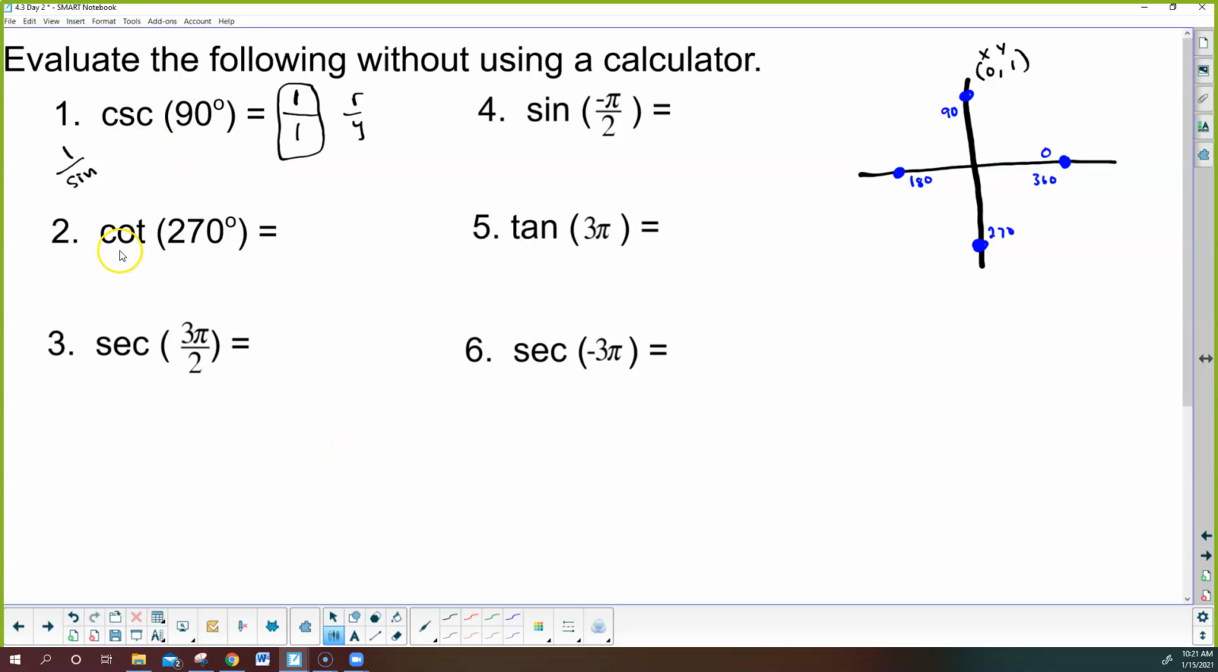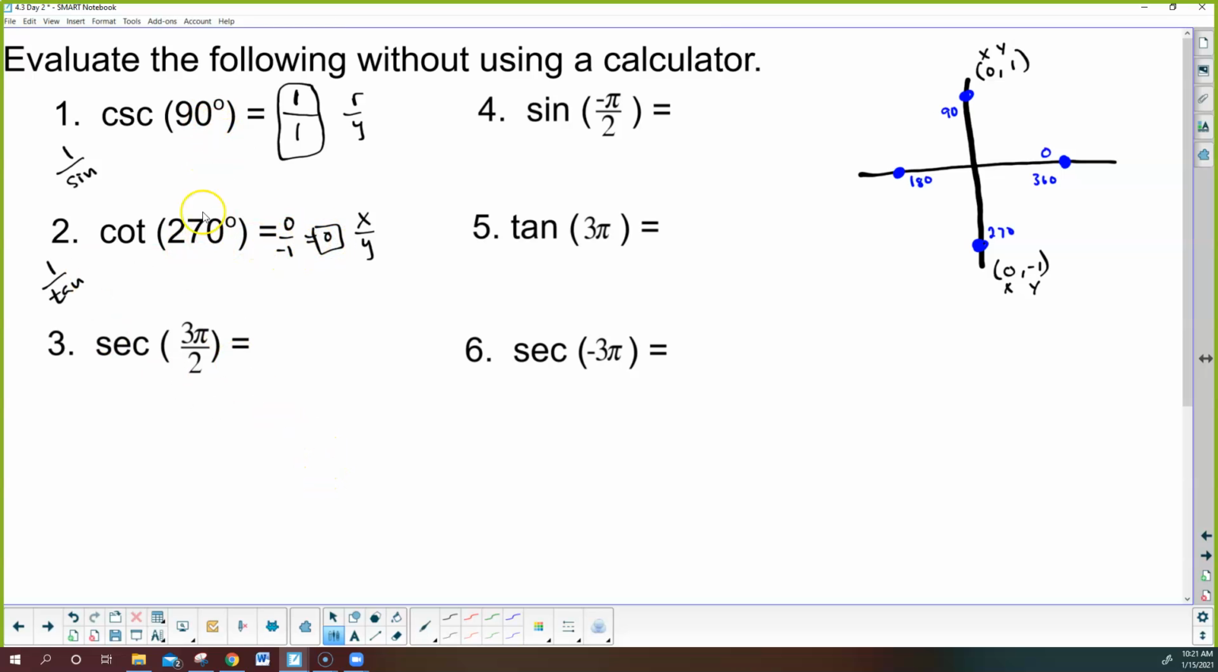Then I'd think cotangent. All right, well, cotangent is the reciprocal of tangent, and if tangent was y over x, then cotangent is x over y. So I got to think, where is 270? 270 is right here, and I go over 0, down 1. And that's my x and my y. So then we know exactly where we're at. 0 over negative 1. And 0 divided by anything is still 0.